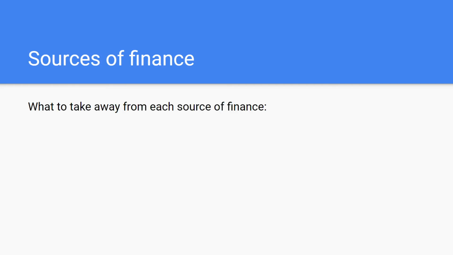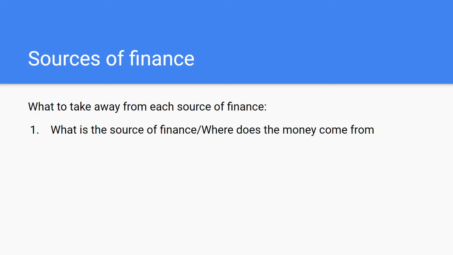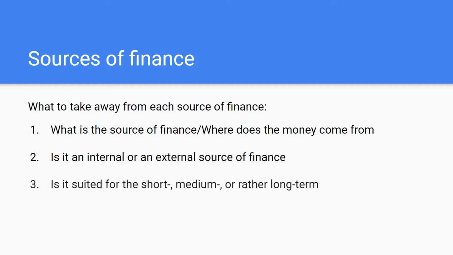So, I just want to tell you what you should take away from each source of finance that I'll be explaining to you now. First of all, what is the source of finance and where does the money come from? So this is the easy part. Then, is it an internal or external source of finance? That is very important because a lot of times the IB will ask that in exams. And then, is the source of finance suited for the short, medium, or long term, which is also a typical IB question, and then the situational advantages and disadvantages.